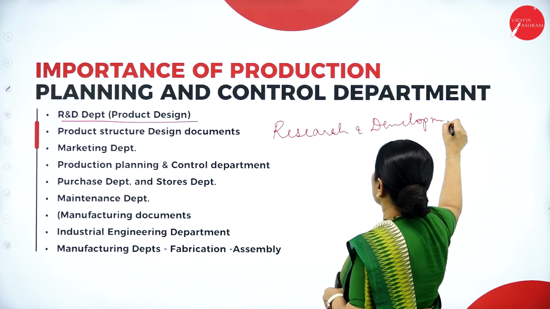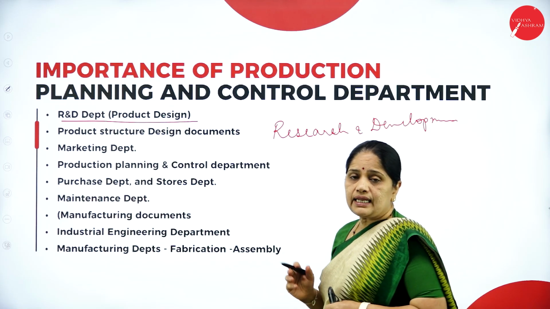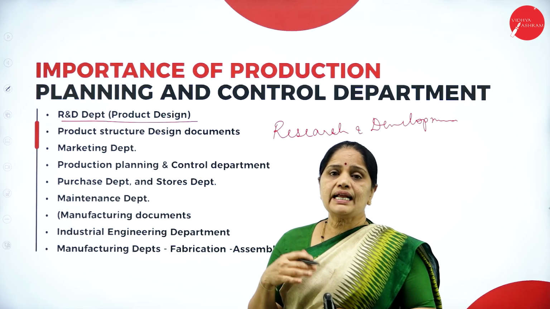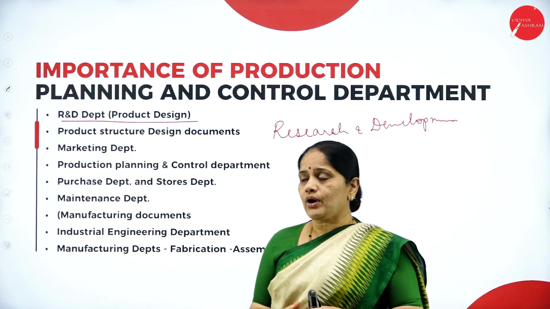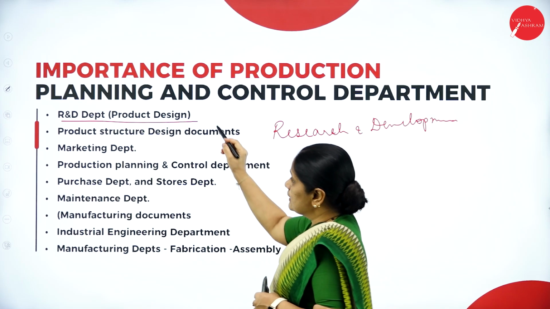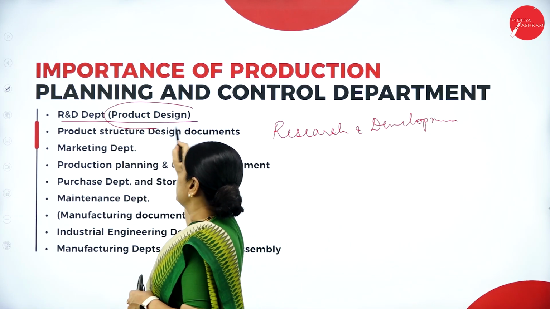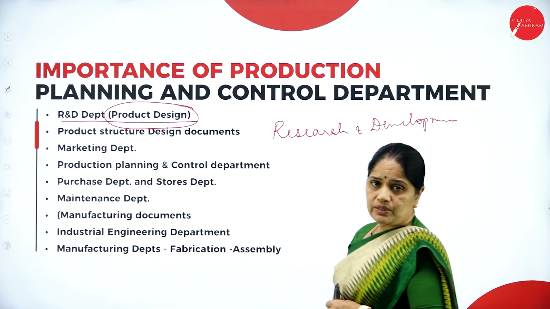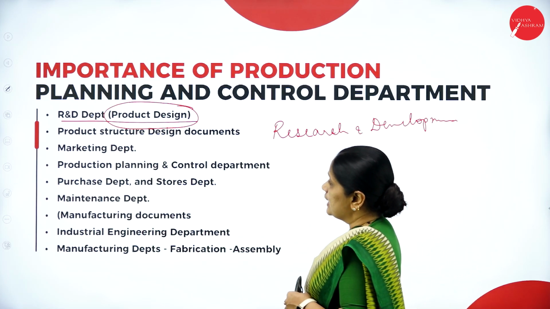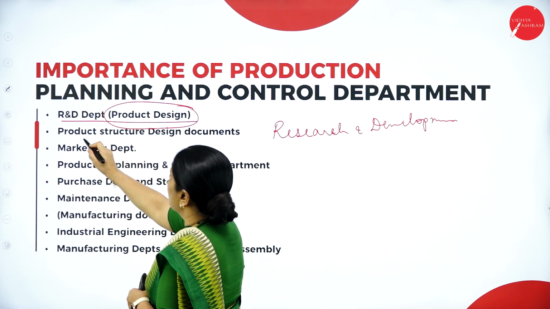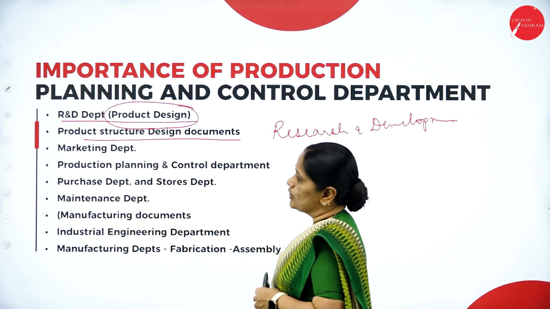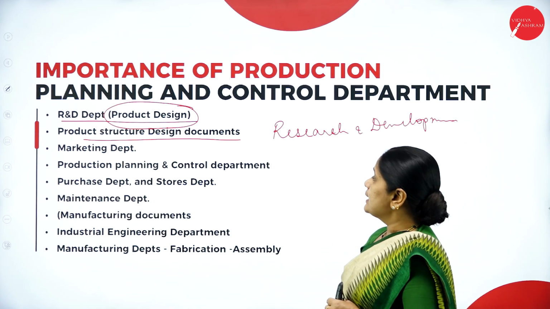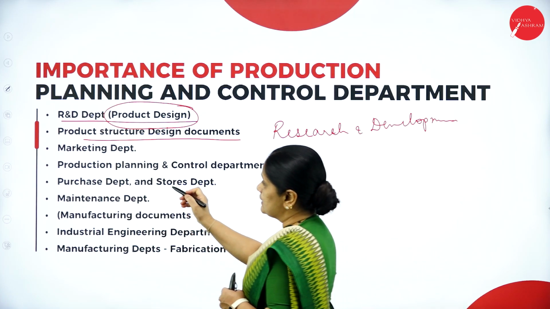So they are involved in the designing process of the product. Whatever the product may be, they try to keep innovating the product. So based on whatever design they are giving, we have the production planning and control. Then next one is the product structure design document. So product structure means the structure of the product and the document related to that.